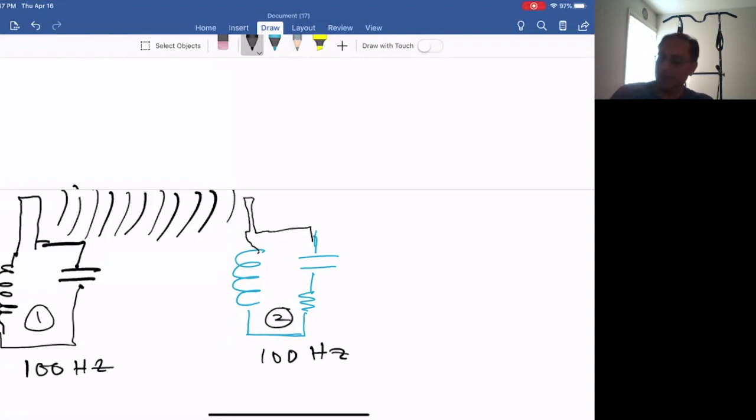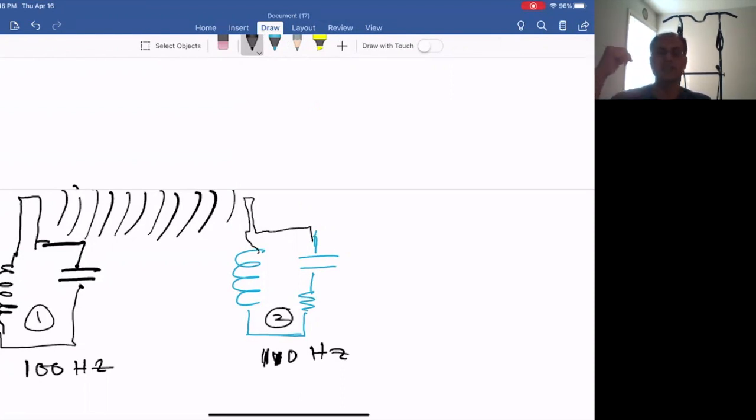Okay, but what if this was 100 hertz and this was 110 hertz? Then circuit number 2 wouldn't respond at all. It would only respond if its natural frequency matches the frequency of the electromagnetic wave that's coming in. So when you are changing the station of your car radio, what you're doing is you're changing the natural frequency of the circuit inside the radio, right? And by making it match different frequencies, you can pick up different stations.